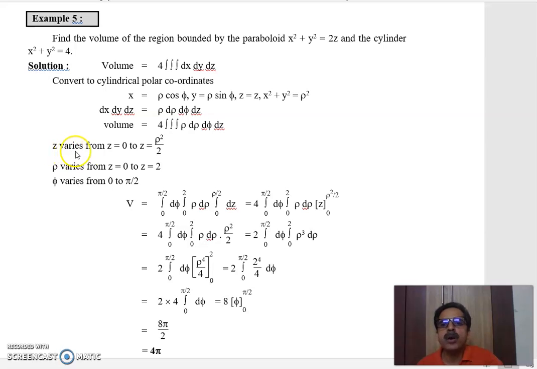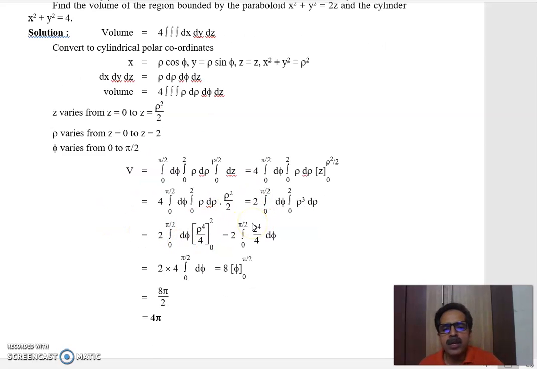z varies from z is 0 to z is rho square by 2. Rho varies from rho is 0 to rho is 2. By mistake I have written z here. So note that rho varies from 0 to 2 while phi varies from 0 to pi by 2. So just evaluate this integral and you can get the answer.